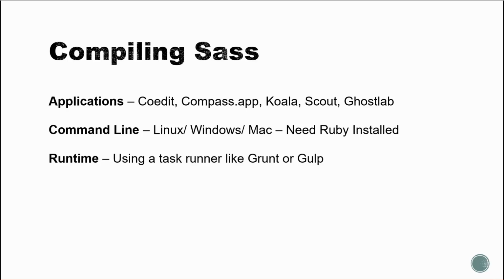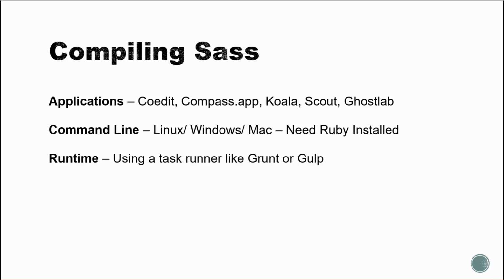Now there's a few ways to compile Sass, because obviously the browser can't read Sass or SCSS files. It has to get compiled down to CSS. We can basically use three different methods. We can use applications such as CodeKit, Compass.app, Koala, Scout, GhostLab. Some of these are free, some of them are paid. They're just programs that will run on our Windows machine or on Linux or Mac. And we can just add a folder, add a project, and then just have it compile the Sass files.